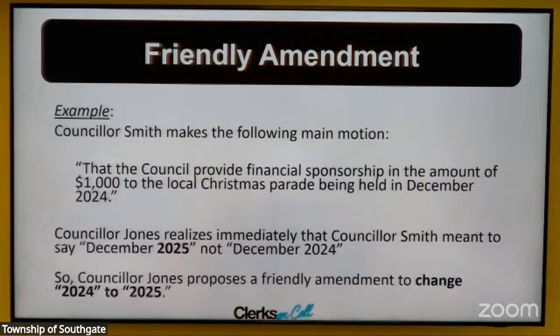If there is a seconder, yes. Okay. Not all motions have seconders, depending on whether you're in council or committee. Okay. Yeah.